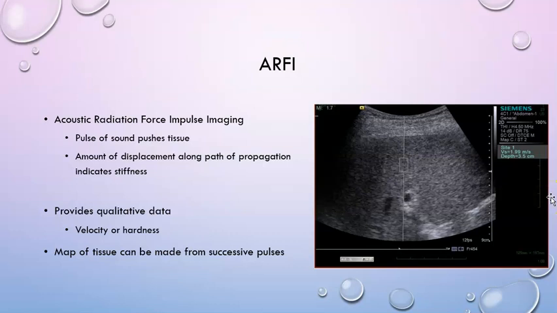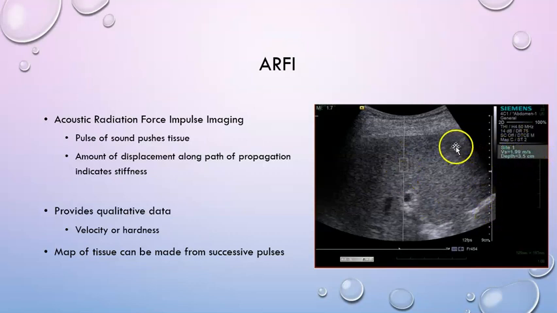Now, the next type of imaging we talked about is the acoustic radiation force impulse imaging. And so ARFI imaging is where a pulse of sound pushes the tissue, and the amount of displacement along the path of propagation indicates stiffness. This provides us with some quantitative data, actually a measurement of stiffness, and so we can make a map of that stiffness by using successive pulses, or we can just put in our sample volume, take a measure of the hardness within it, and display it out on our machine.